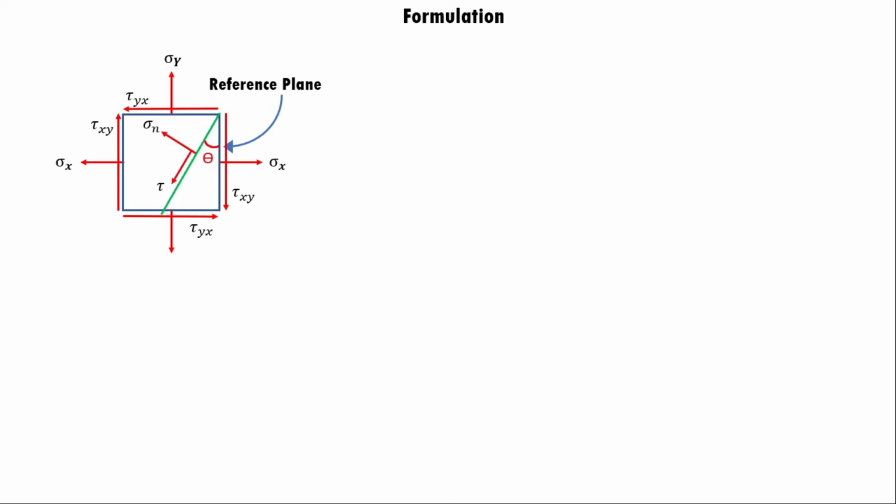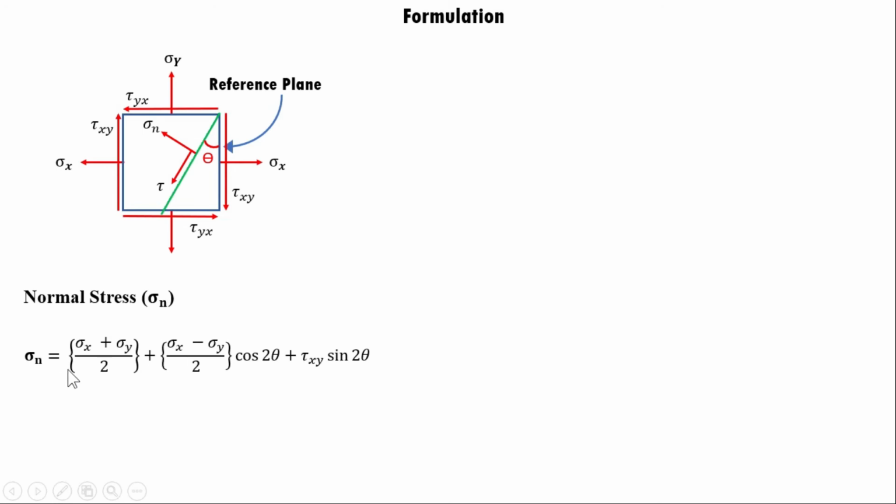Now what we are doing over here, we are taking a reference plane and we are rotating this at an angle of theta degree. The result of this is generation of normal and shear stress. So it is important to know how to calculate these normal and shear stress. I am getting this value of normal stress by considering this small triangle and the values of tau xy, tau yx, sigma x along with theta. So sigma n is (sigma x plus sigma y)/2 plus (sigma x minus sigma y)/2 times cos 2 theta plus tau xy sin 2 theta. Tau is (sigma x minus sigma y)/2 sin 2 theta minus tau xy cos 2 theta.